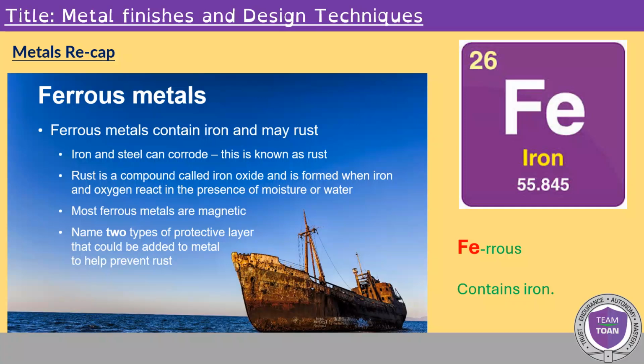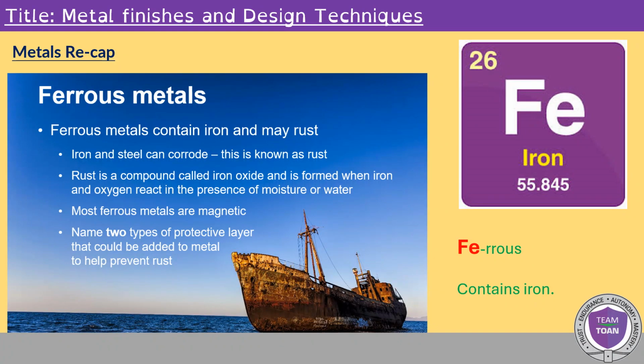So ferrous metals. Ferrous metals contain iron and may rust. Iron and steel can corrode. This is known as rust. Rust is a compound called iron oxide and it is formed when iron and oxygen react in the presence of moisture or water. Most ferrous metals are magnetic. Name two types of protective layer that could be added to metal to help prevent rust.